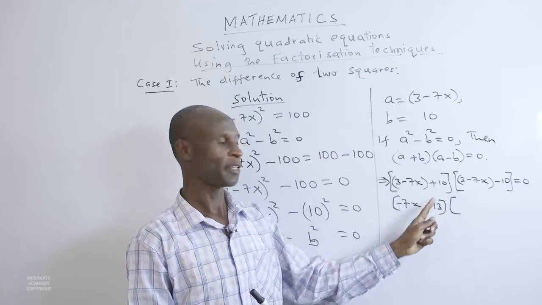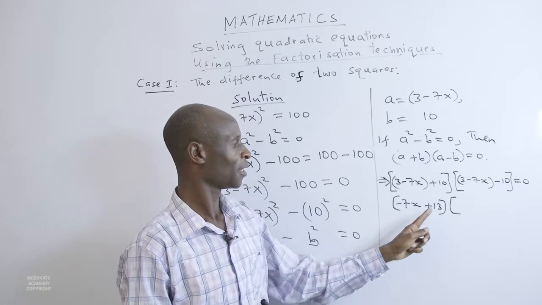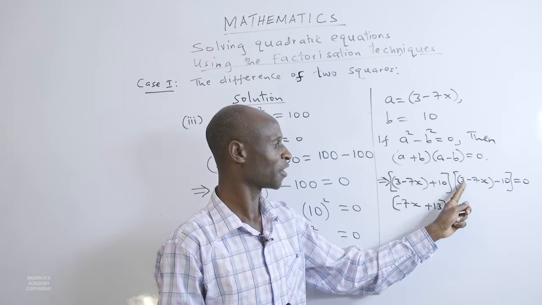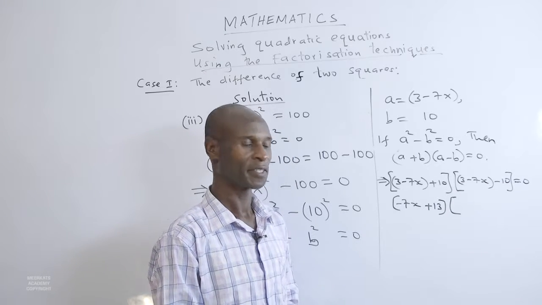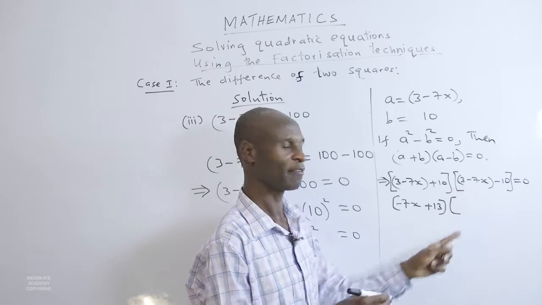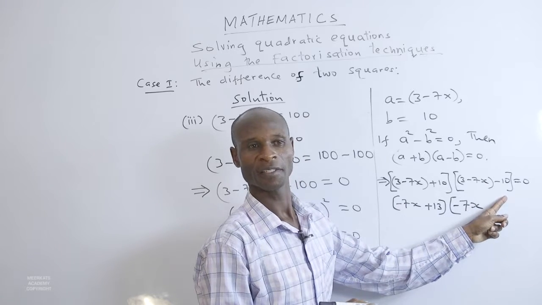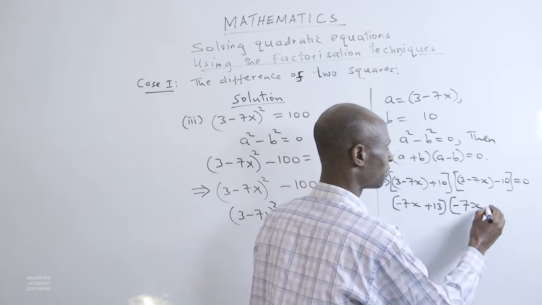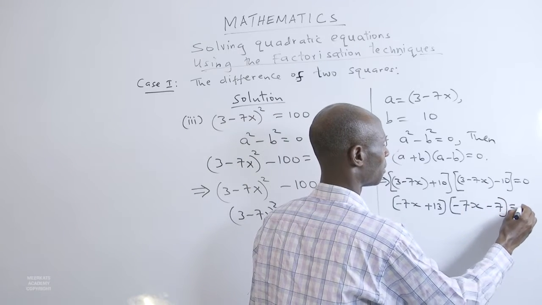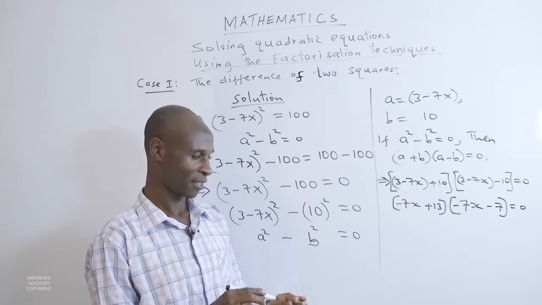3 plus 10 is 13, then minus 7x is there. Then in the second bracket, we have 3 minus 10 is 7, which is minus 7. So we shall have minus 7x. Then 3 minus 10 is minus 7. So at this point, we have two linear factors.